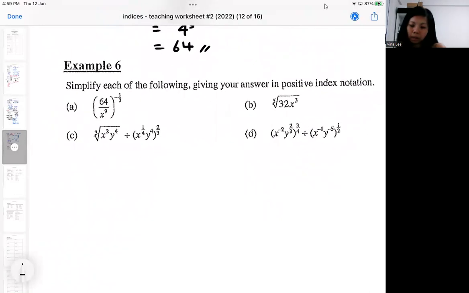So when things become more complex, sometimes the basic rules are still applicable. So for example, this is a negative power for a fraction. So I should be using number 8 to flip it over.